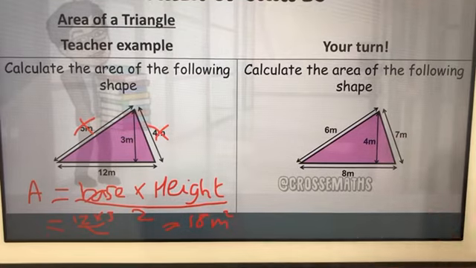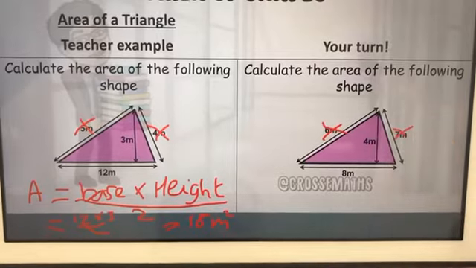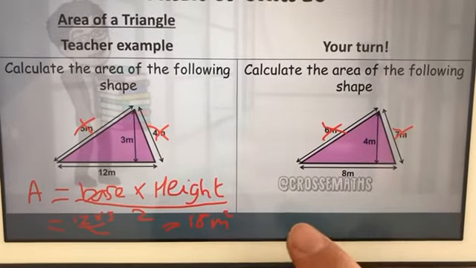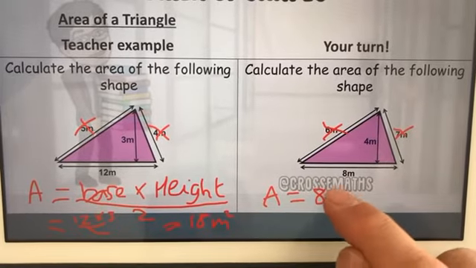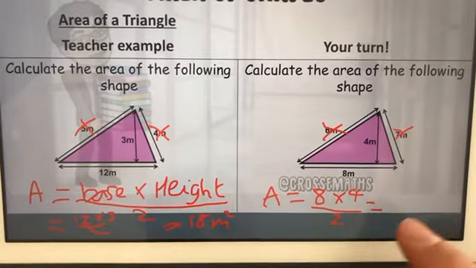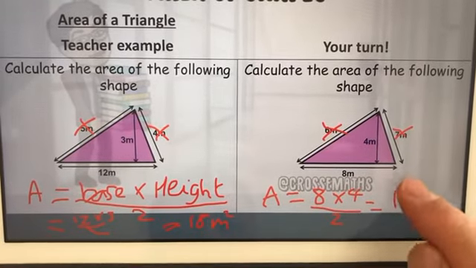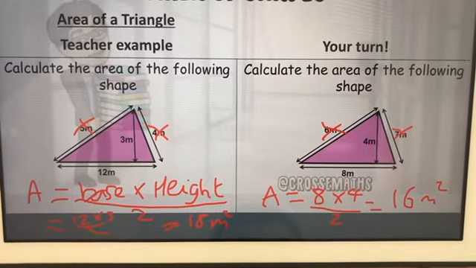Right guys, so this one on the right hand side, again the same thing, you've got to get rid of these slanty sides, because we don't want them. So my base is 8, my height is 4, my area is base of 8 times the height of 4, all divided by 2. 32 over 2 just gives me an area of 16 meters squared. Very straightforward.